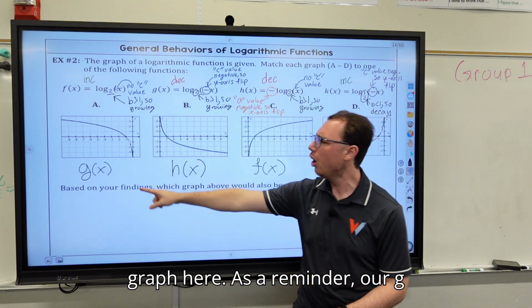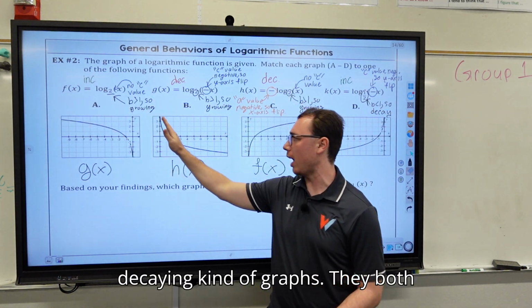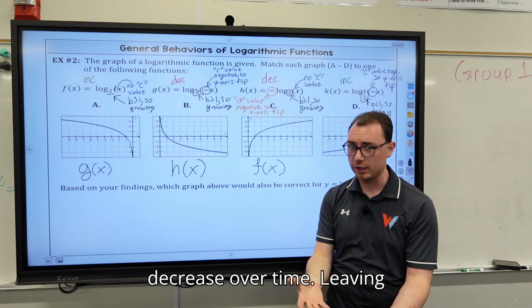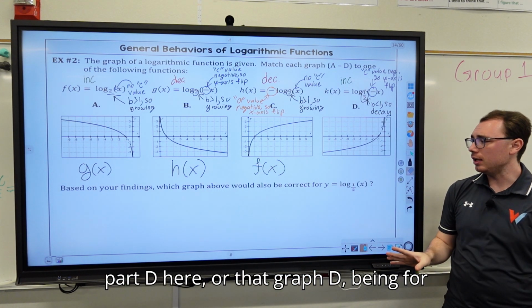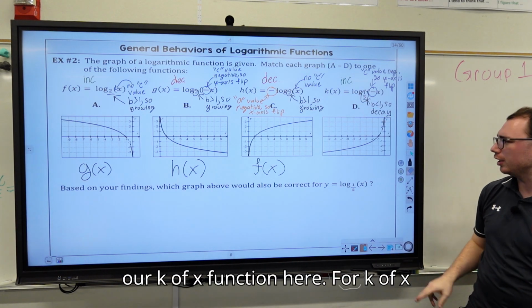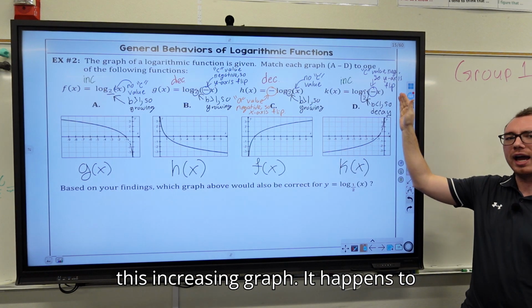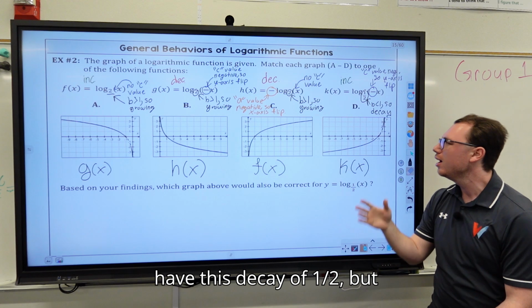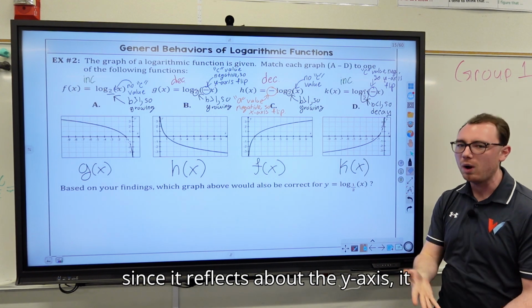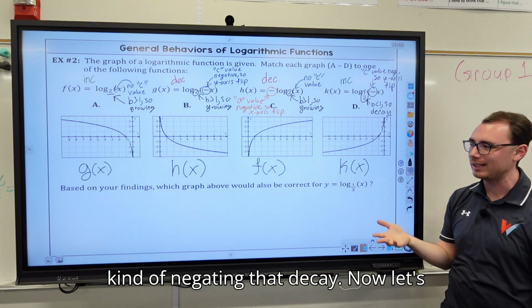As a reminder, our g of x and our h of x here are both decaying kind of graphs. They both decrease over time. Leaving graph D being for our k of x function here. For k of x here, we really just see that we have this increasing graph. It happens to have this decay of 1/2, but since it reflects about the y-axis, it actually starts to increase over time, kind of negating that decay.